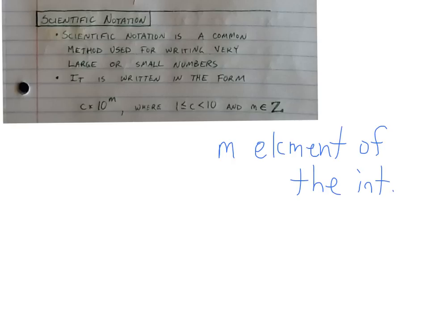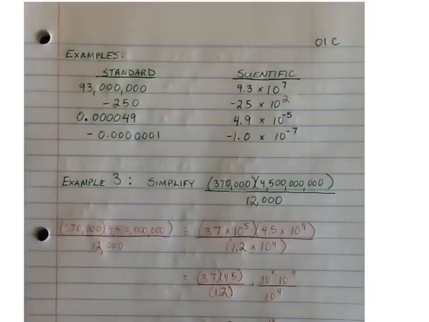So m is an element of the integers. For example, we could have 2.3 times 10 to the 5th, or we could have 1.0 times 10 to the negative 3. And on the final page of our notes, I gave 4 examples of standard form and scientific notation.